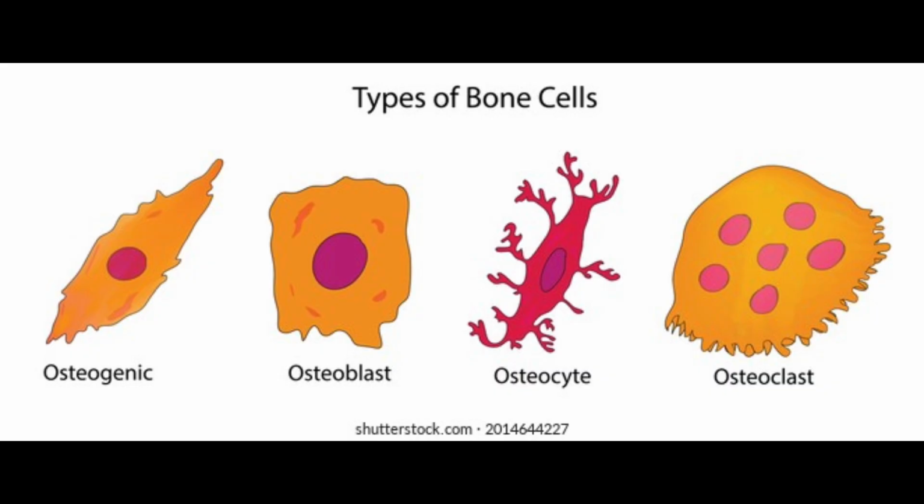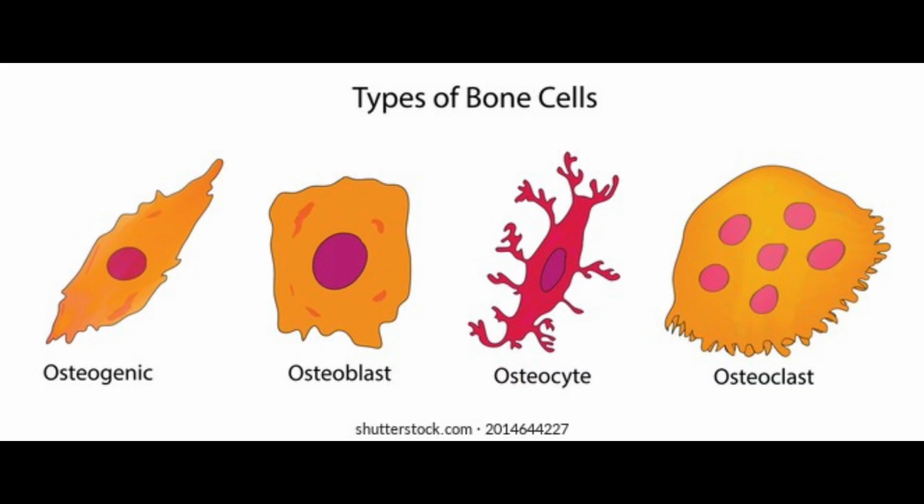After that we can see the osteoclast. In the osteoclast, at one end we can see the ruffled border, the scalloped border, and that is the border usually facing towards the side of the bone that is going to be resorbed. So you should take this concept, and this is very important.